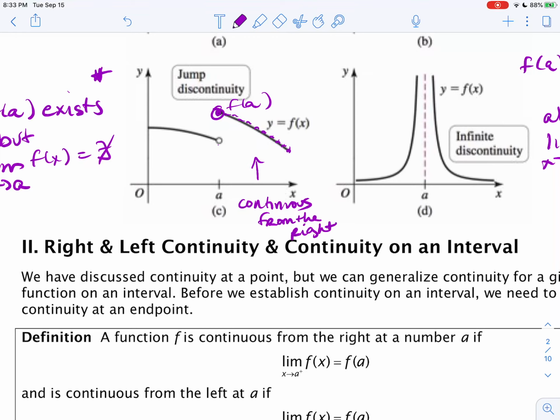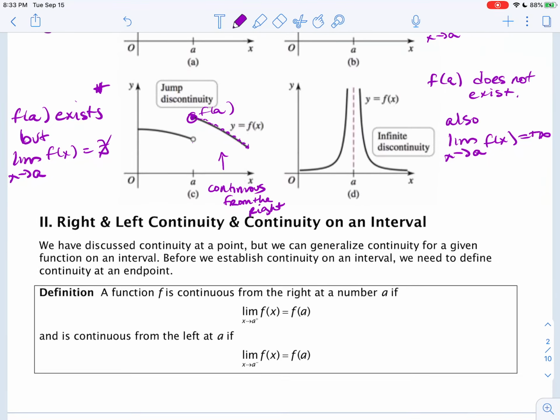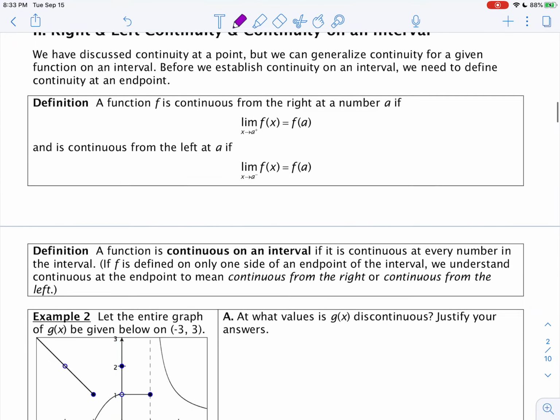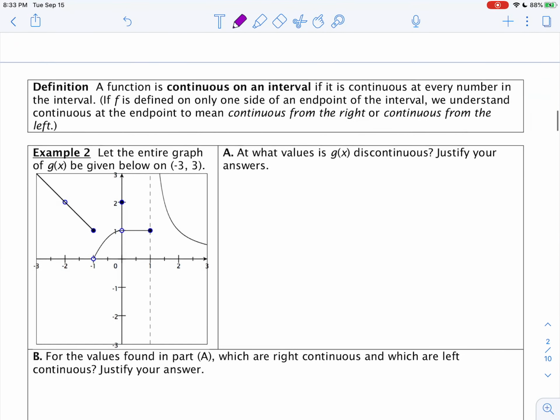So the same criteria hold, the same 3. The f of a has to exist, the limit from the right has to exist, and they actually have to be equal. So that third criterion really is the main event of those three criteria. And similarly, the function is continuous from the left at a if the limit as x approaches a from the left actually equals f of a.